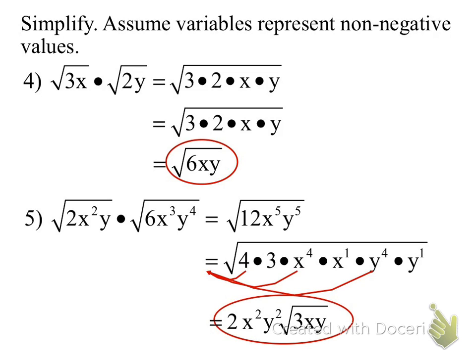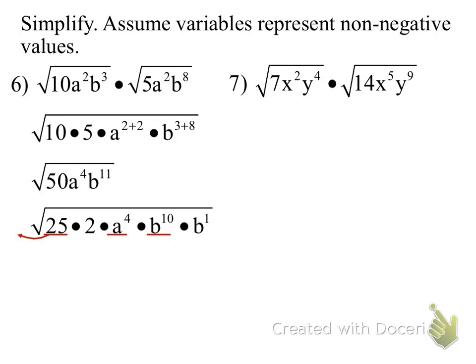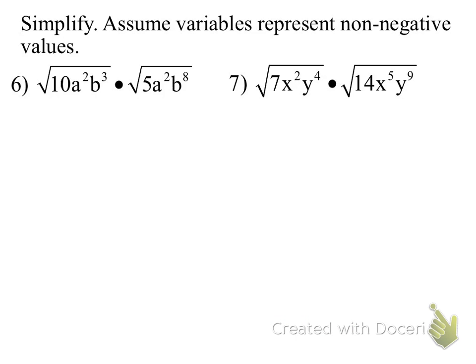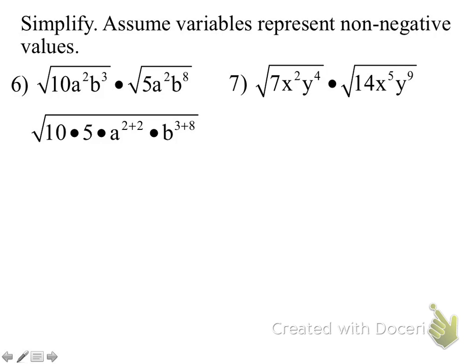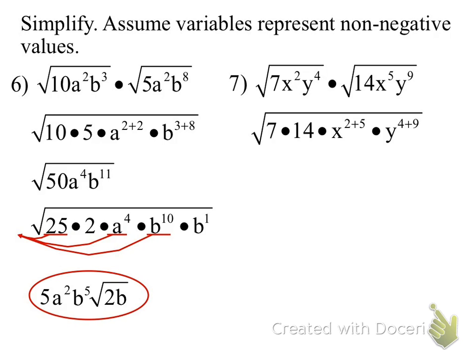Now, just remember, with variables, if I have x squared and I'm multiplying by x squared, I really just add the exponents. Did you guys remember that from back in chapter 5? Okay, so with the exponents for the variables, we're just adding the exponents when we multiply.